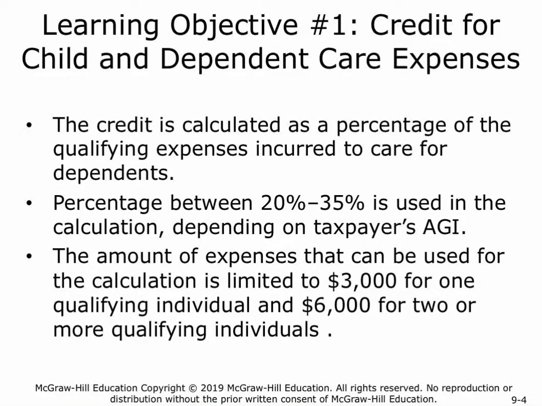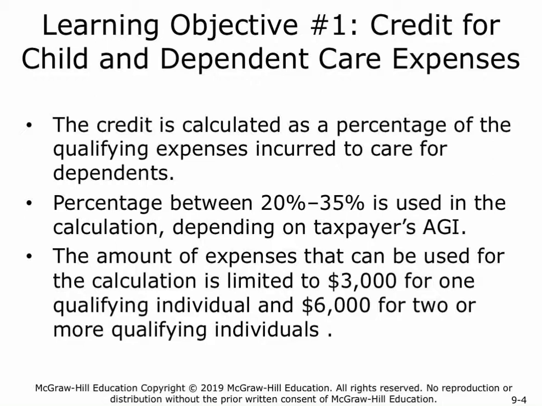Now, the amount of the credit is not going to be based on all of the expenses that qualify, but rather based on a percentage of those expenses that is calculated using the income of the working taxpayer. And we'll see a table later as far as which percentages are going to apply to which amount of income, but the percentages will range between 20 and 35%. The amount of expenses that can be used to calculate this credit is also going to be capped. So it'll be limited to $3,000 for one qualifying individual, or it'll be capped at $6,000 for the amount of expenses for two or more qualifying individuals.